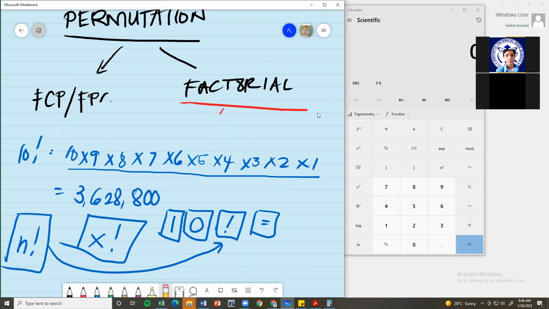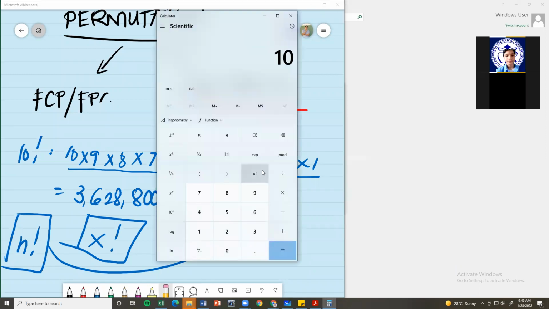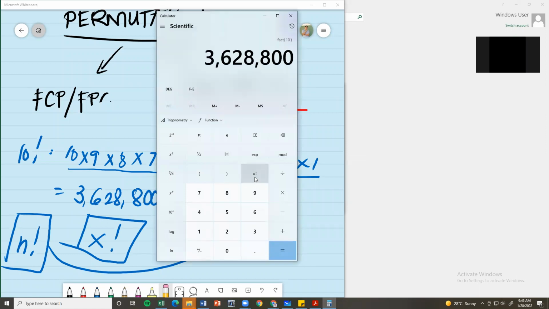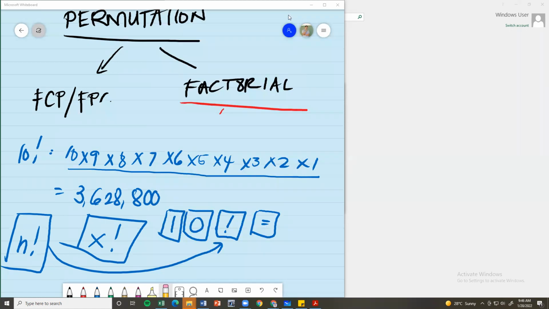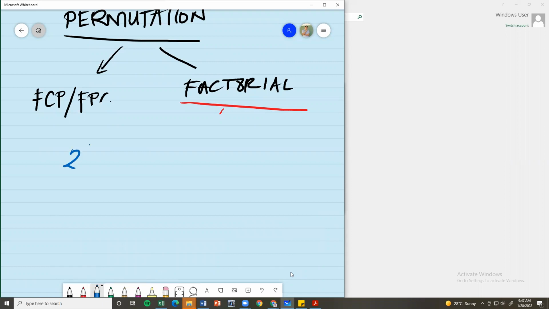Got it? Okay. Using this calculator here, when I press 10 and then pressing this factorial notation, I have 3,628,800. Got it? Show me a reaction if that's clear to you. Very good. So that's factorial, as easy as that. And if we level up the factorial, it will be the same concept. For example, we have 2 factorial plus 3 factorial.